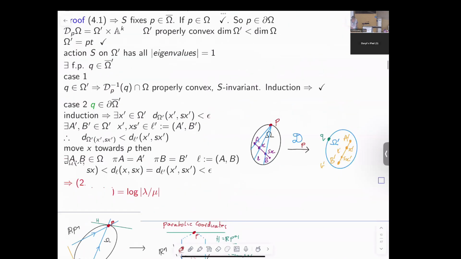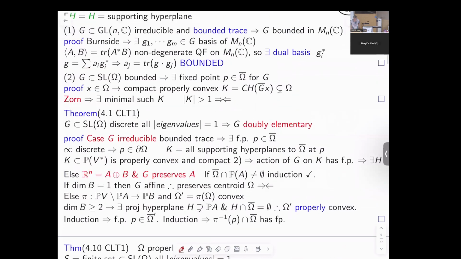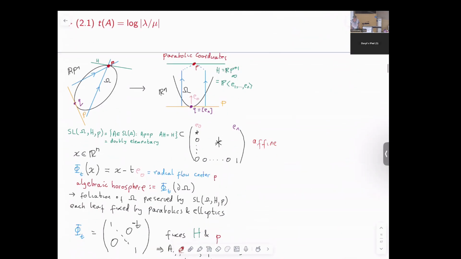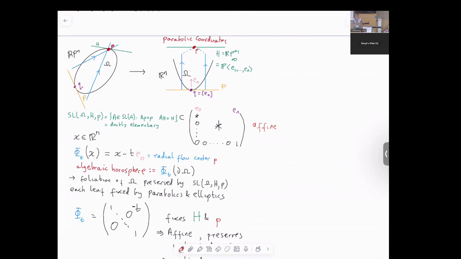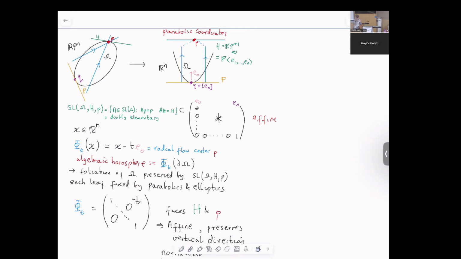Okay, so last time I talked about a doubly elementary group. A group is doubly elementary if it's a group of projective transformations that preserves a domain, and it preserves some point P in the boundary of the domain and also a hyperplane that intersects the domain, a supporting hyperplane that contains that point P. So here I've drawn such a domain, a point, and a supporting hyperplane.